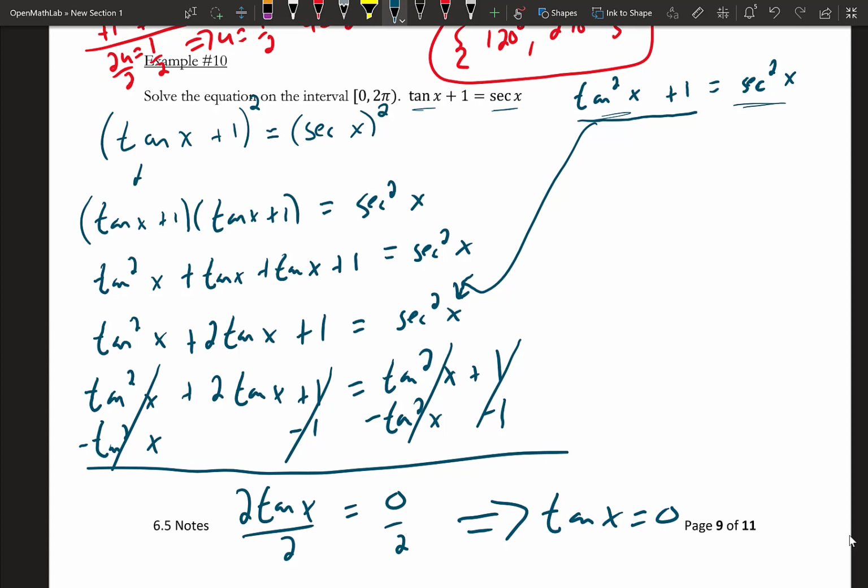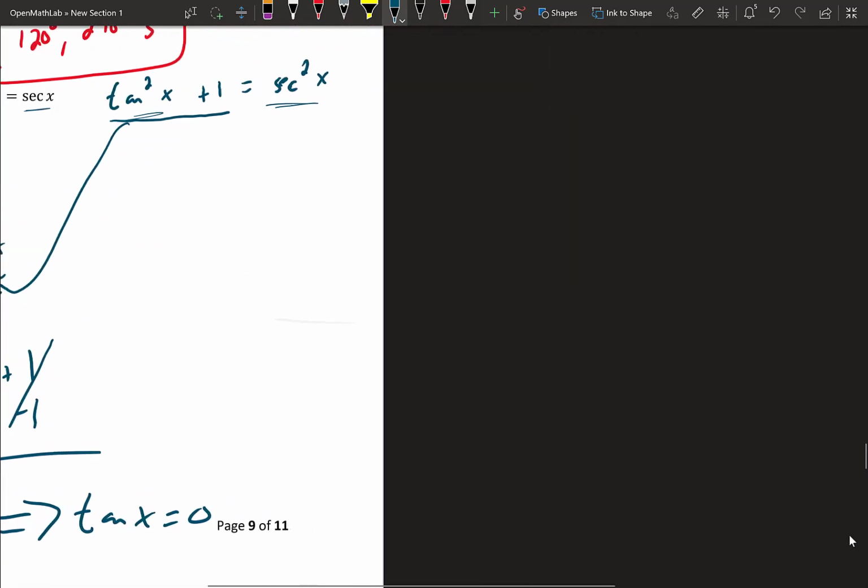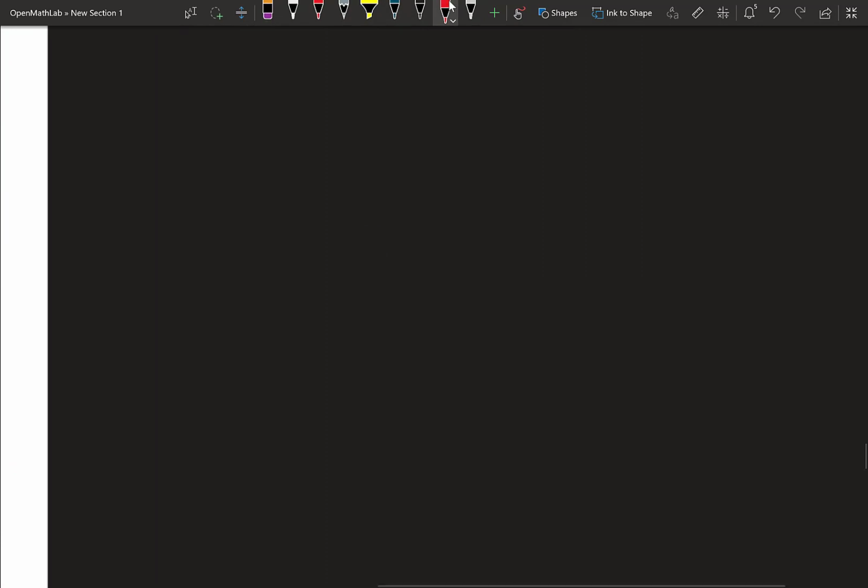I'm just going to come off to the side here and finish this problem. So what we conclude so far is that tangent of x equals 0. So the possibilities are x would be equal to 0 or pi in order for that to happen, because we're stuck between 0 and 2 pi. Remember, x is between 0 and 2 pi. So those are the two values that give me a tangent of 0.